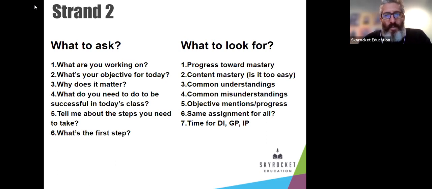Of course, common misunderstandings and understandings, and then continued mentions of the objective and what we're trying to do and how our progress is. And then, is everybody doing the same assignment? That's fine if they are, if that's what's needed, but we want to make sure that there are opportunities for the teacher to differentiate based on student need in the class. And then making sure that there's ample time for the different components. I'll talk about a pitfall in the next slide, but you want to make sure that DI or some sort of explicit model, guided practice and independent practice are all really clearly separate, and that there's ample time for kids to do each, because very often they're not.